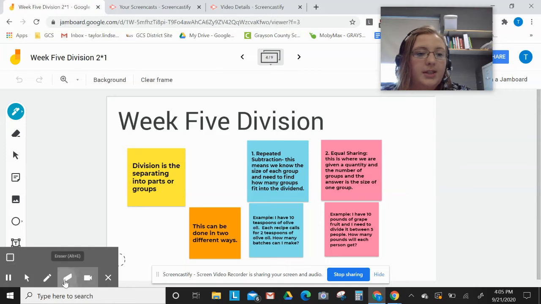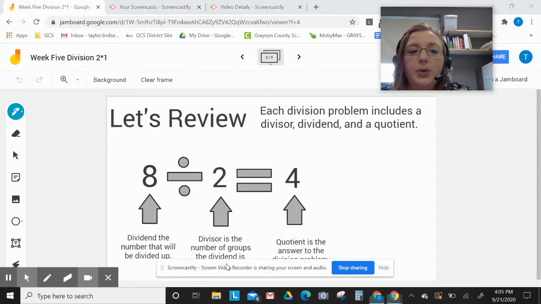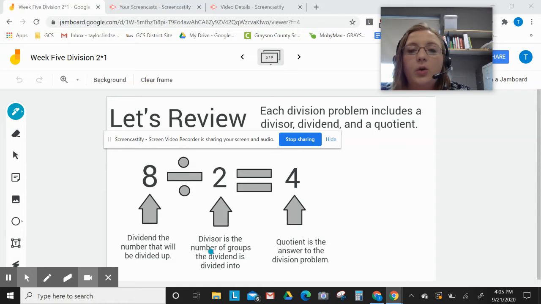Now we have a couple more examples. Oh, well, first let's review. So each division problem has 3 parts. These 3 parts will be in every division problem you ever do. The dividend, which is your total number that's going to be divided up. The divisor, or the number of groups. The quotient, or the answer to the division problem.